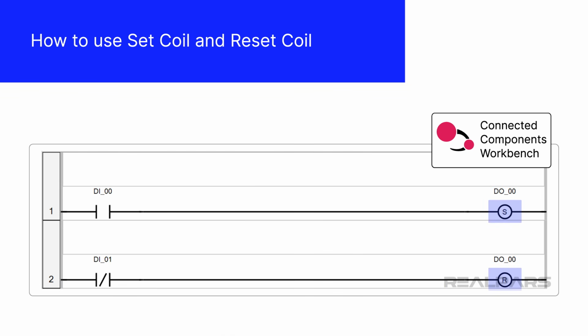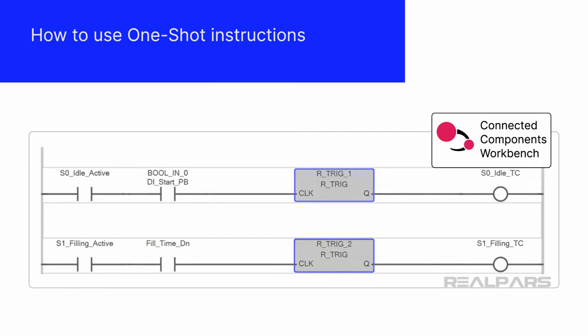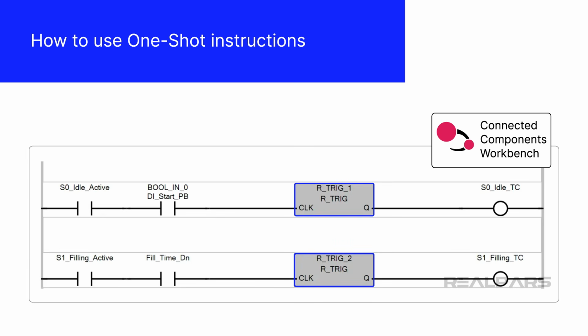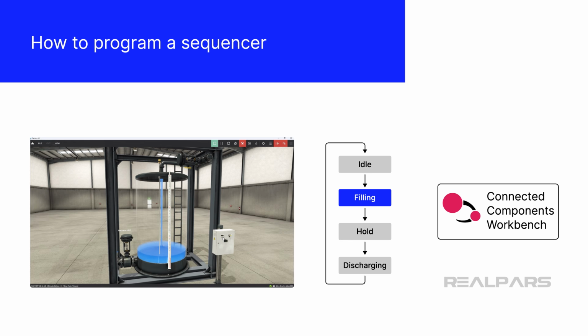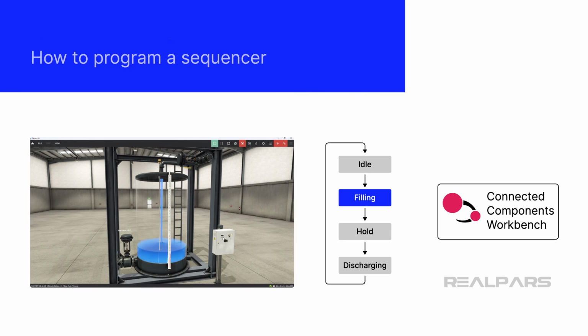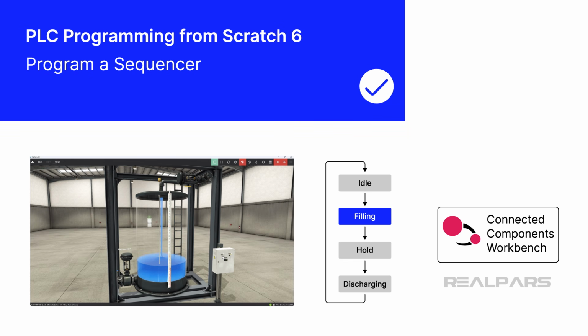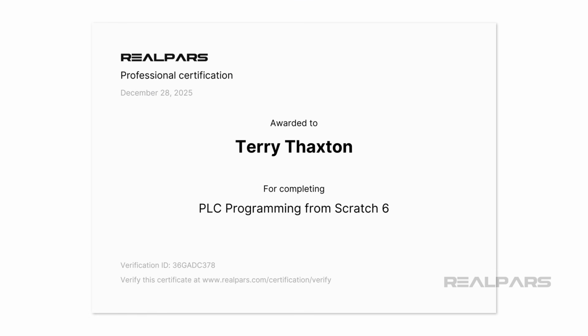By the end of this course, you will know how to use set coil and reset coil instructions in Connected Components Workbench, how to use one-shot instructions in Connected Components Workbench, what a sequencer is, how to design a sequencer, and how to program a sequencer in Connected Components Workbench. After completing the course, you will be confident in your ability to program solutions to control sequential processes in a structured and logical way. Upon completion of the course, you will receive a certificate from RealPars.